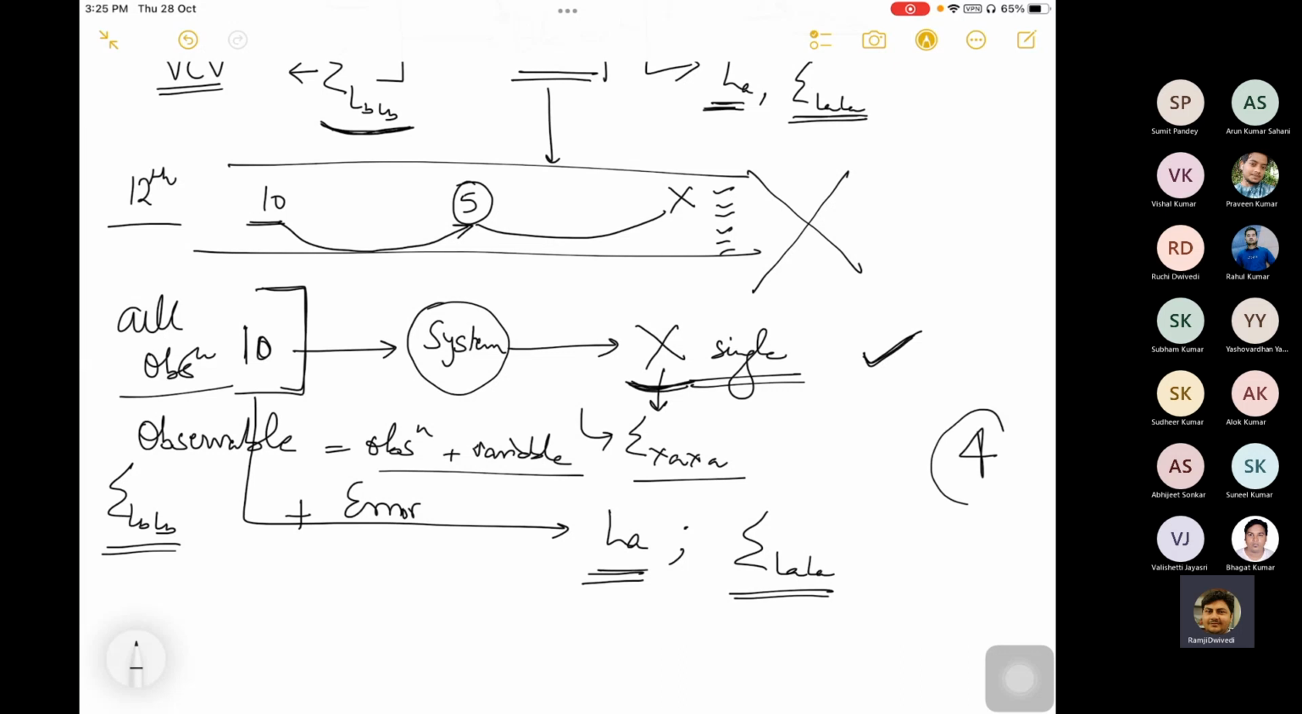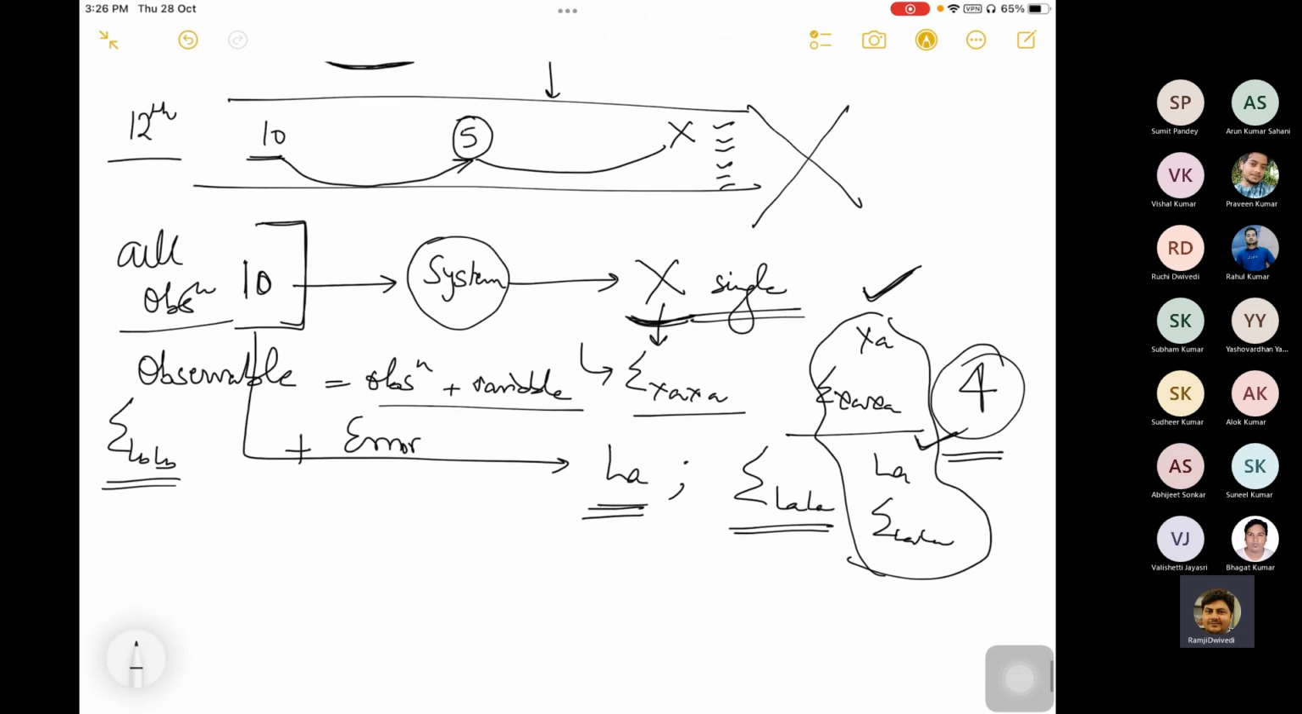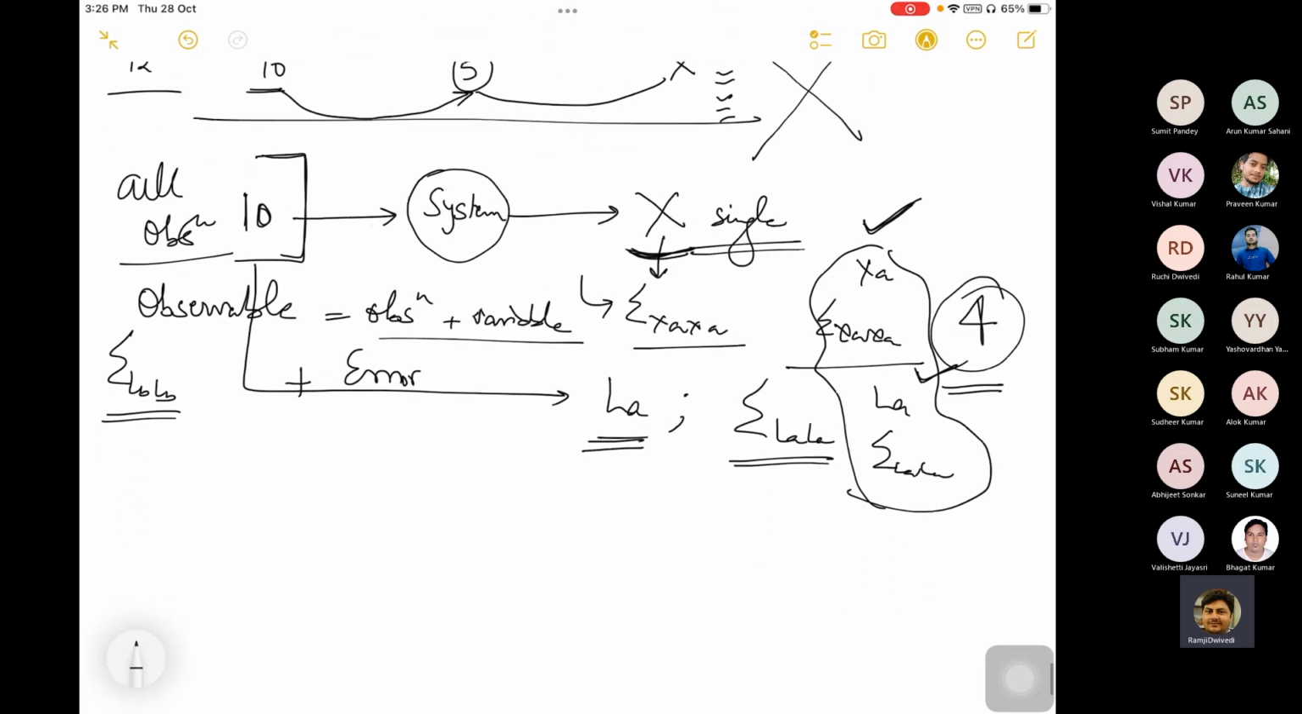So in general, our objective is to achieve these four: XA, sigma XA, LA, sigma LA. If we achieve this, our purpose is solved. Again, I'm just revisiting those aspects which we covered in the last part. The reason is very simple: with the nomenclature, if you do not write it from your mind, it is not possible to get the whole picture out of it.